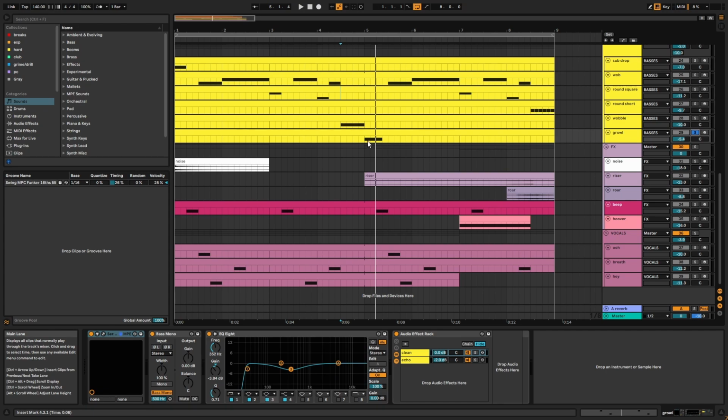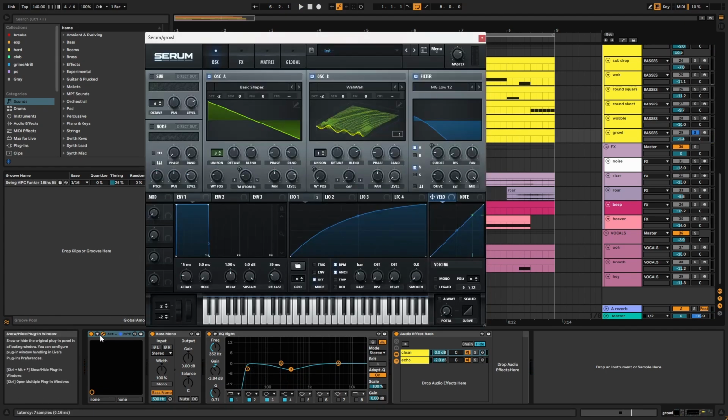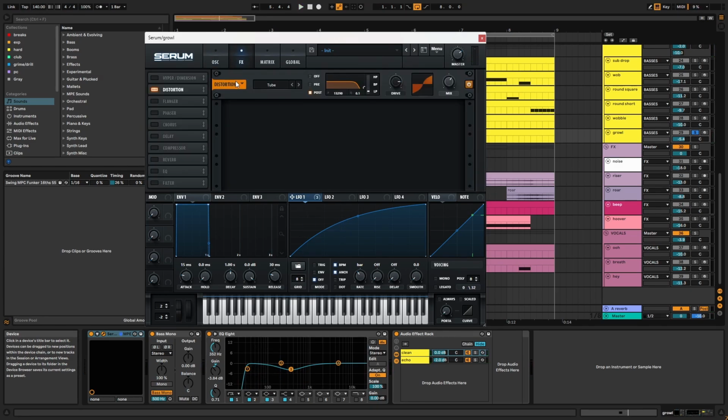Finally, we have the growl. Here we have a saw wave taken down by 2 octaves with its unison at 3. FM from B is active with LFO1 modulating. B is this wah-wah waveform taken down by 2 octaves with its wavetable position modulated by LFO1. The filter's cutoff is also being modulated by LFO1. And in the effects, there's distortion.